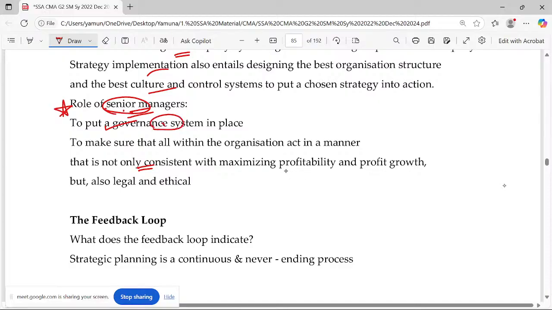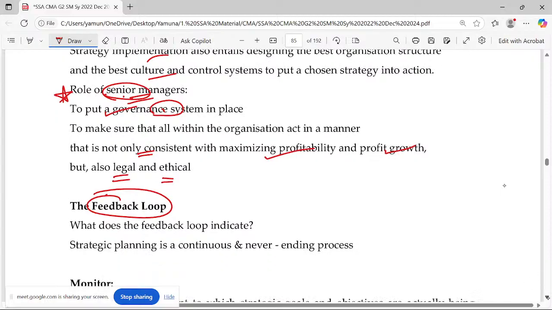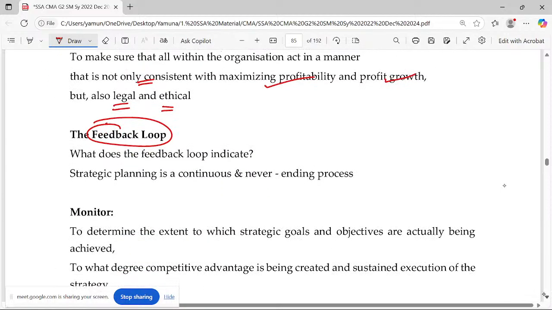So they have to check whether the strategy we have implemented is maximizing profit and profitability, but also it should be legal and ethical. Then you go for this feedback loop. You take the feedback, check how far it's going, and you go for evaluation and control. Okay, so this is a never-ending process. This was asked once in the exam, but many times: strategic planning is a continuous and never-ending process.